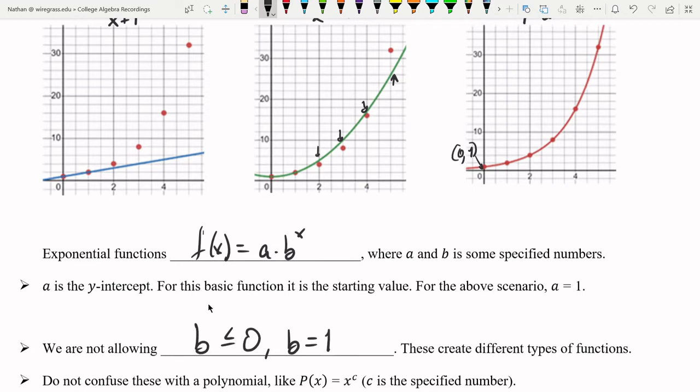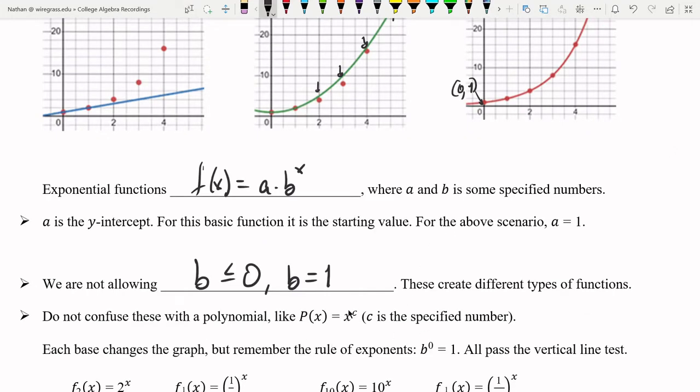If you also have b less than 0, you're going to end up getting kind of this weird behavior where it jumps around a lot. I recommend trying it out for yourself, and you'll see why we don't like that for what we're looking for.